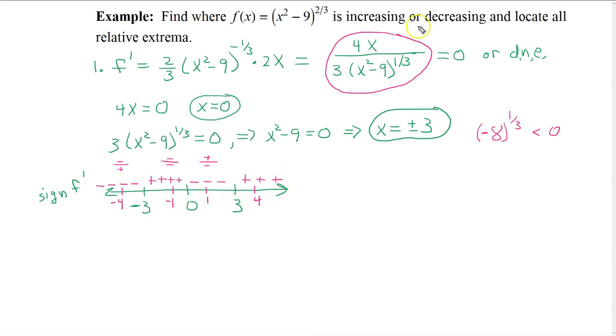Now we can determine where our function is increasing and decreasing. So we see from the number line here that our function is increasing from -3 to 0 and from 3 to infinity. Our function is decreasing from -infinity to -3 and from 0 to 3.